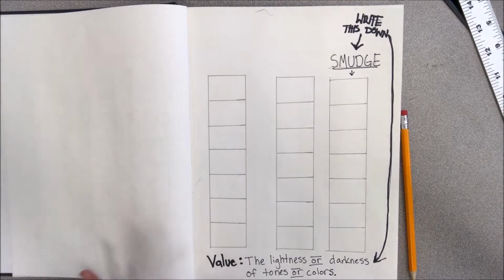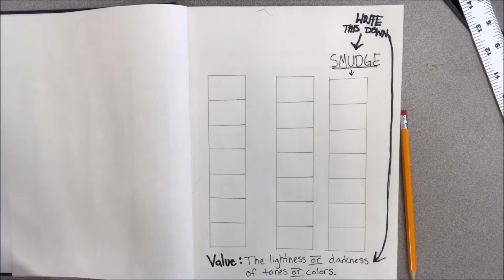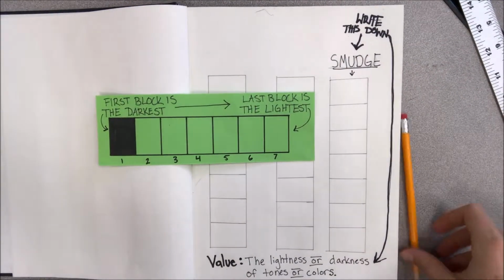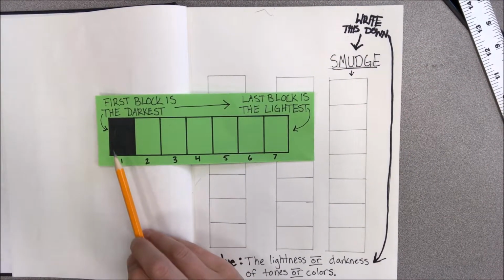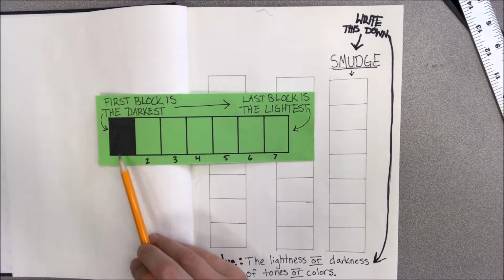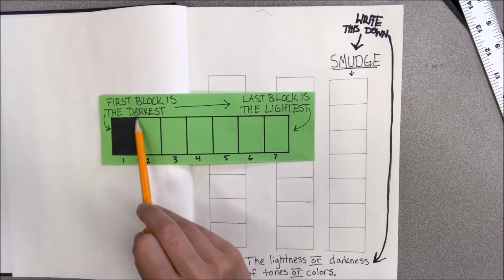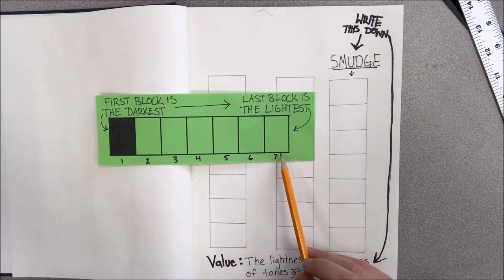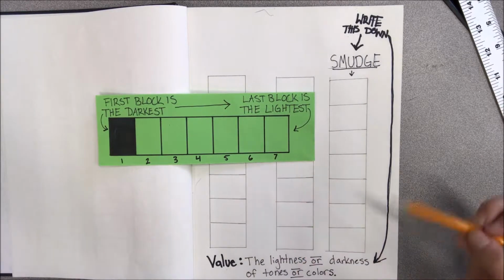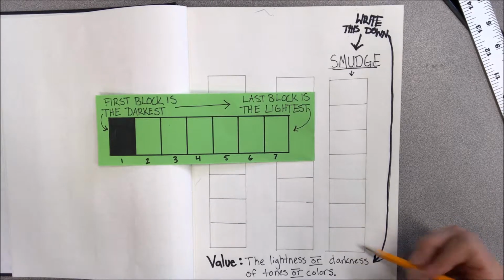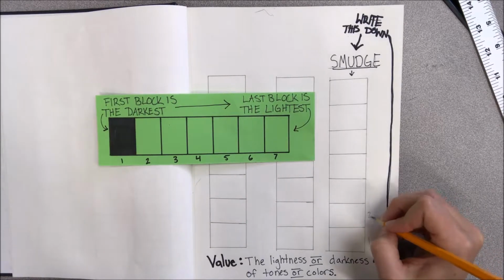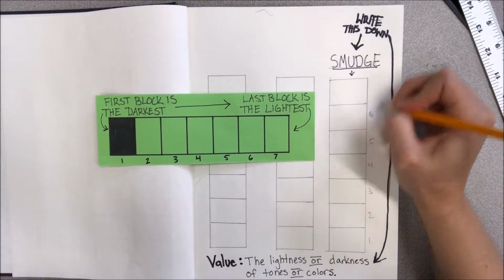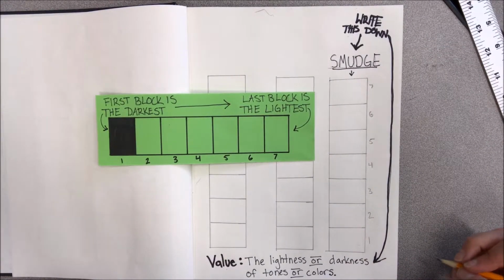We are going to be creating a basic value scale. To create a basic value scale, you are going to start by making the first block of your scale the darkest and leaving the last block the lightest. So for me, that means I'm going to come to this block here. This will be my first block, my second block, third block, fourth, fifth, sixth, and seventh.